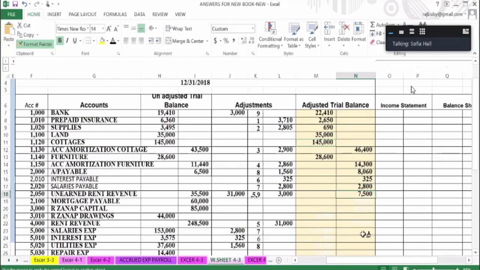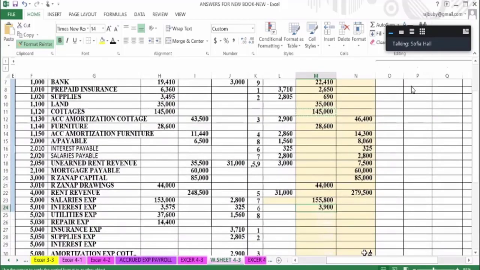The mortgage payable, nothing happened. Capital, nothing happened. Drawings, nothing. And the revenue, you have both credit balances, you have to add together. And the interest expense, you have both debit balances, salaries expense, debit balances. And next one is interest expense, debit balances. Utilities expense, debit balance. Repair expense, nothing.